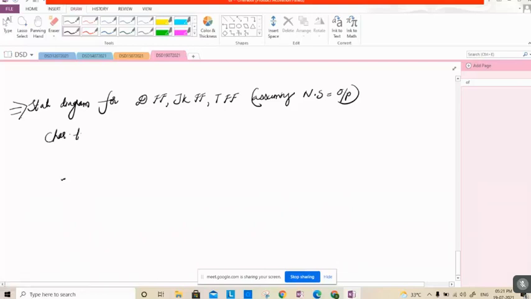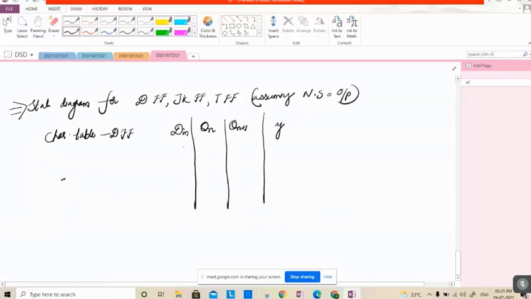The characteristic table for D flip-flop will be in this way. If we did not mention the clock value, we can assume that the clock is simply a positive edge or negative edge. Dn, Qn plus 1. Output value y.